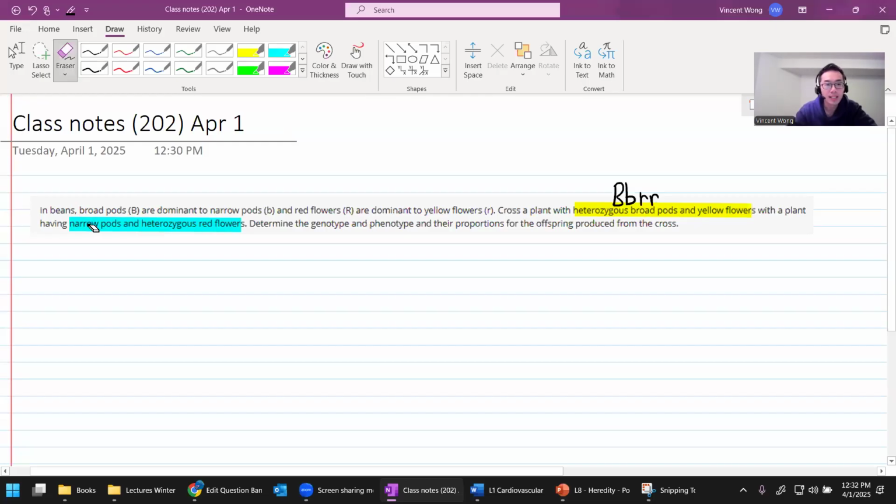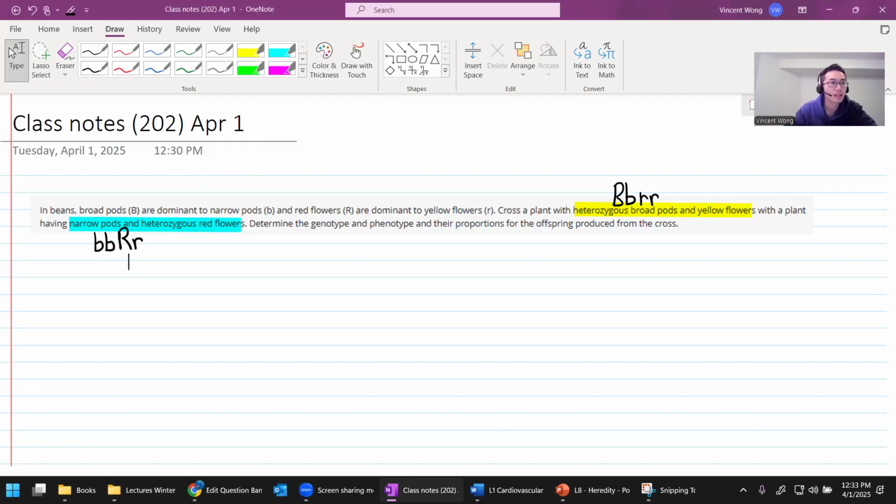The second plant has narrow pods. And once again, because narrow pod is recessive, then we know it is going to be small b, right? And for the heterozygous red flower, it would be capital R and small r.